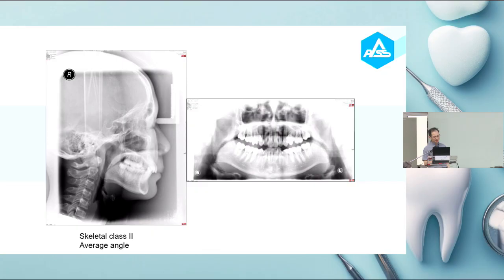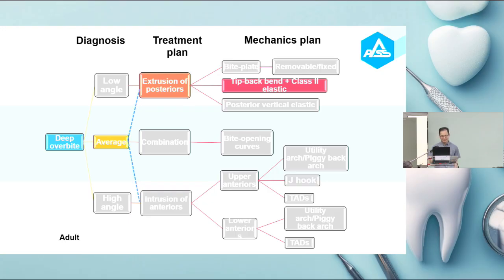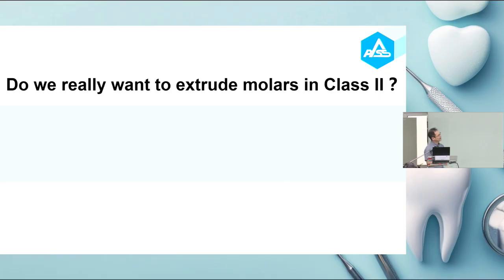From his pre-treatment cephalogram, we can see he is skeletal class 2 with an average mandibular plane angle. So here is the average case with deep overbite. In this case, we use tip back bands and class 2 elastics to extrude the posterior teeth. Do we really want to extrude molars in a class 2 case?